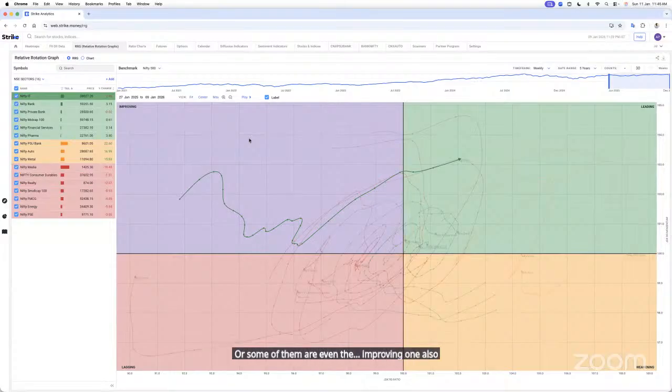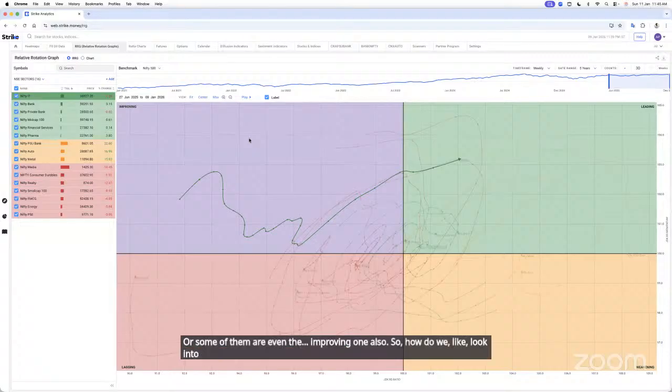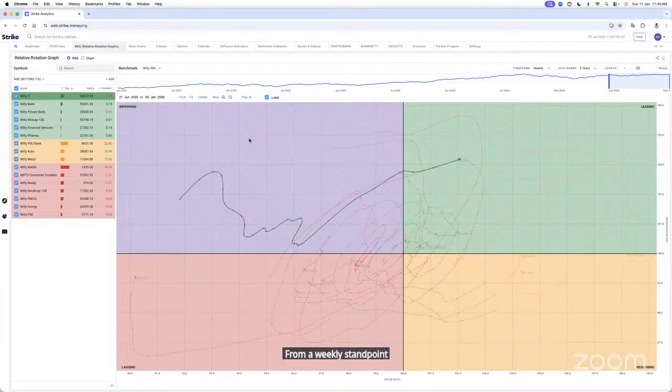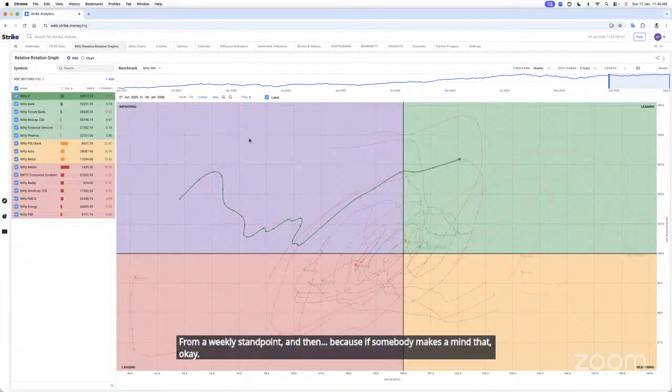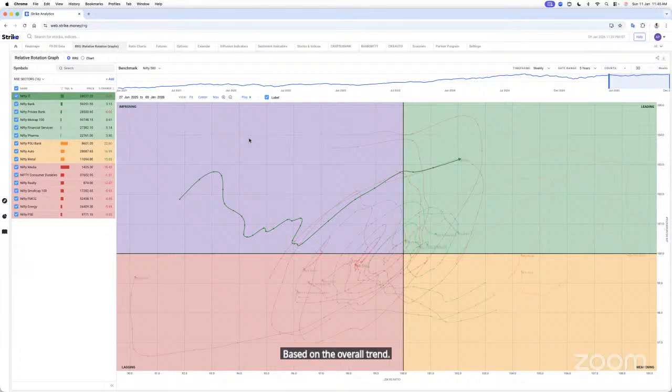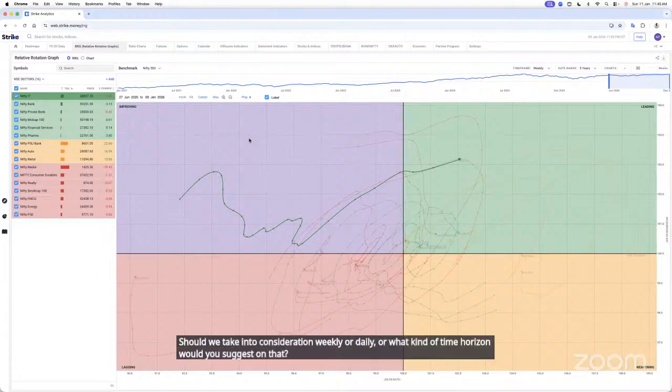So how do we look into it? Should we look into the daily perspective or a weekly standpoint? Because if somebody makes up their mind, based on the overall trend and overall economic slowdown or various other turbulences, which sector is picking up and which stock should we take into consideration, weekly or daily, or what kind of time horizon would you suggest on that?